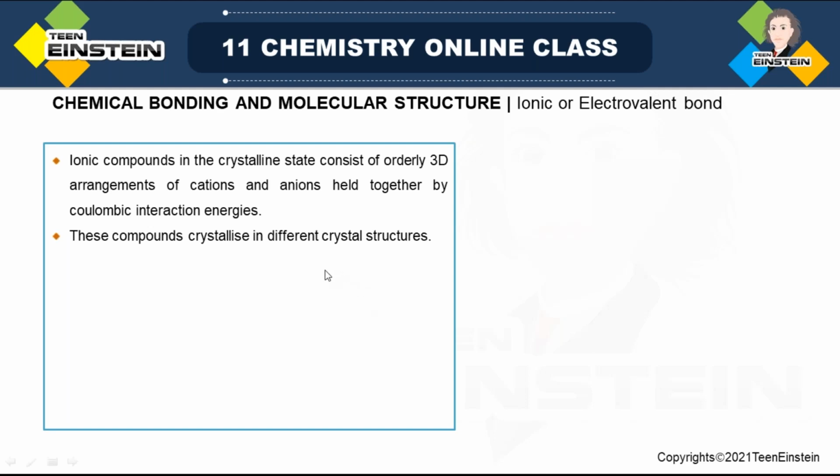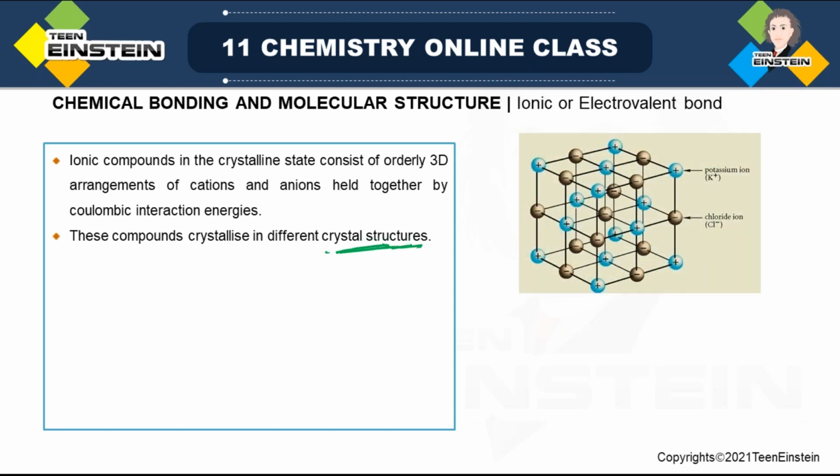Now these compounds can crystallize in different formats, different crystal structures are possible. Details of these different crystal structures are obviously part of another unit in class 12, that is the solid state. So you can see all these blue circles are potassium ions, and the black ones are chloride ions. So there is an ordered arrangement. The cation first, then the anion, then again cation, and the sequence goes on.